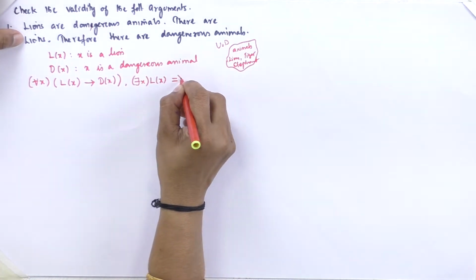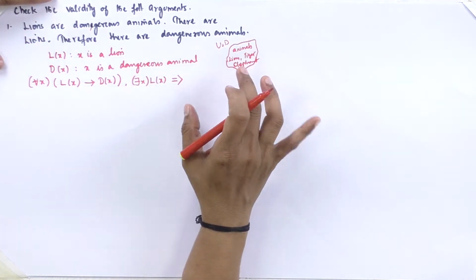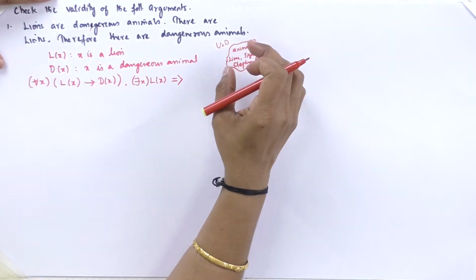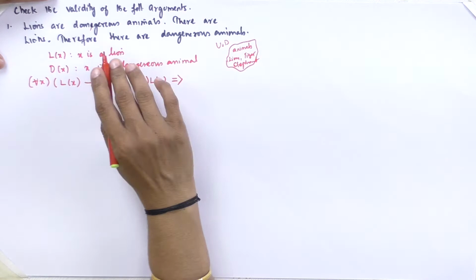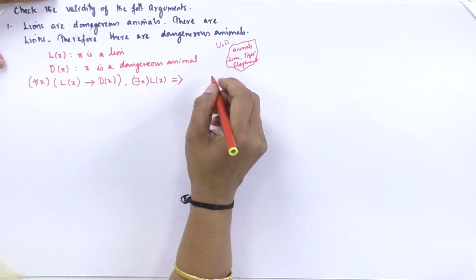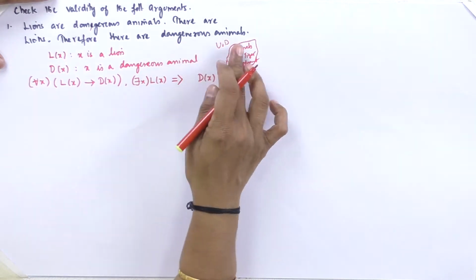Therefore, it implies there are dangerous animals. Definitely, we have animals which are dangerous and which are also not dangerous. So, therefore there are dangerous animals: D of x, dangerous animals.